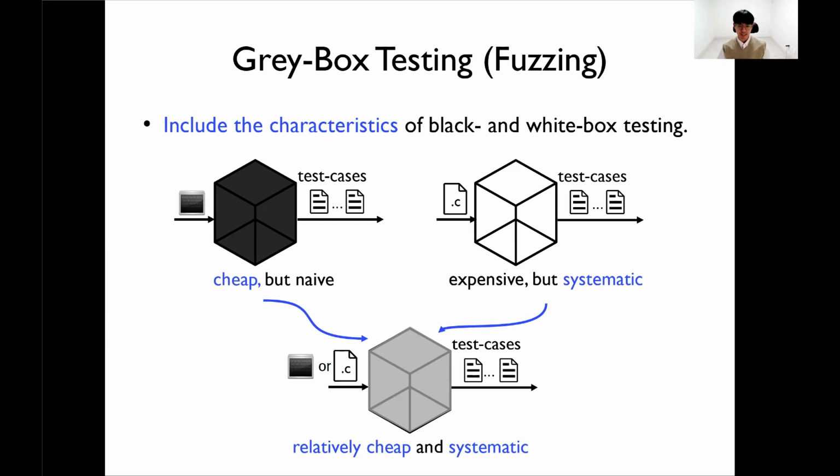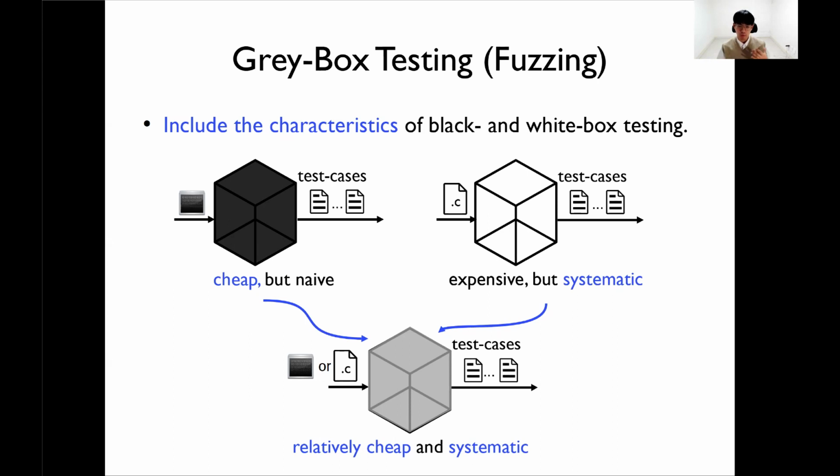So what is gray box testing? At a high level, we can say that this technique contains the characteristics of both white box testing and black box testing. And in my opinion, gray box testing is more like black box testing than white box testing. Anyway, as it includes both characteristics, gray box testing is usually faster than white box testing and is also more systematic than black box testing. And as you can see, gray box testing can take either a binary file or source code.